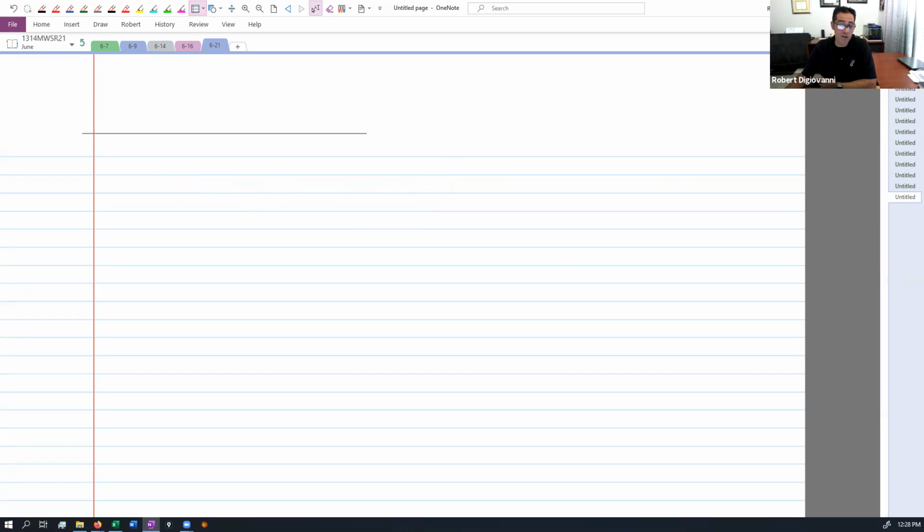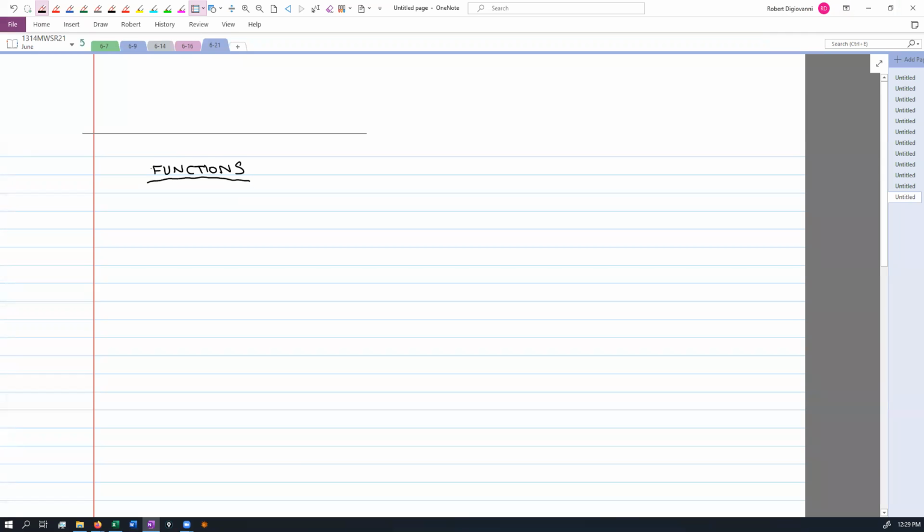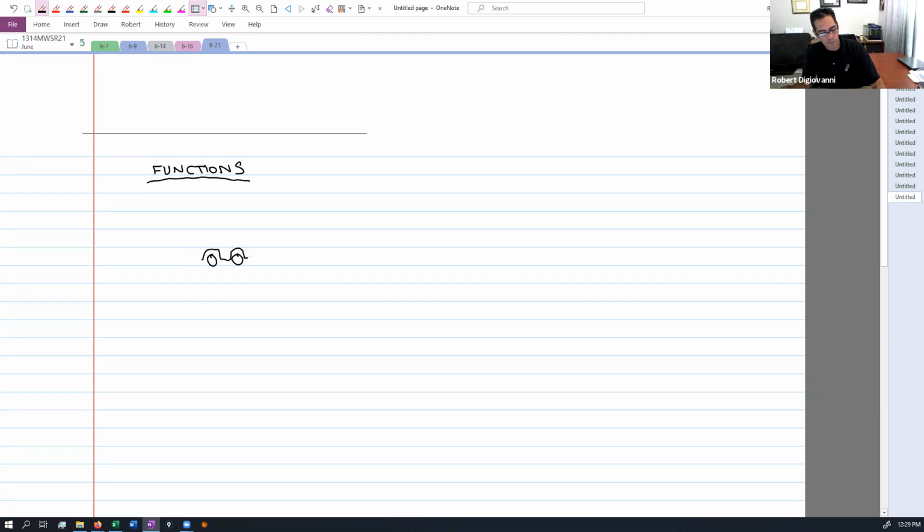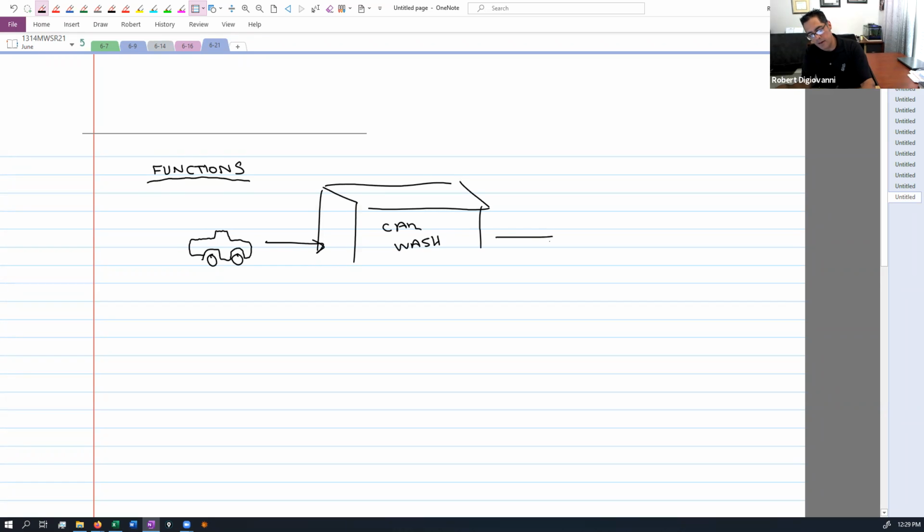Okay, let's talk about functions. We're going to be very simple here. We're not going to get too into this. But the idea of a function is this. A function is like a machine. I like to think of it like a car wash. You have a car. I know that I'm showing off my artistic skills today. Don't be jealous, please. That's a car. You take your car into the car wash, and it comes out. When it went in it was all dirty and it comes out clean, right?